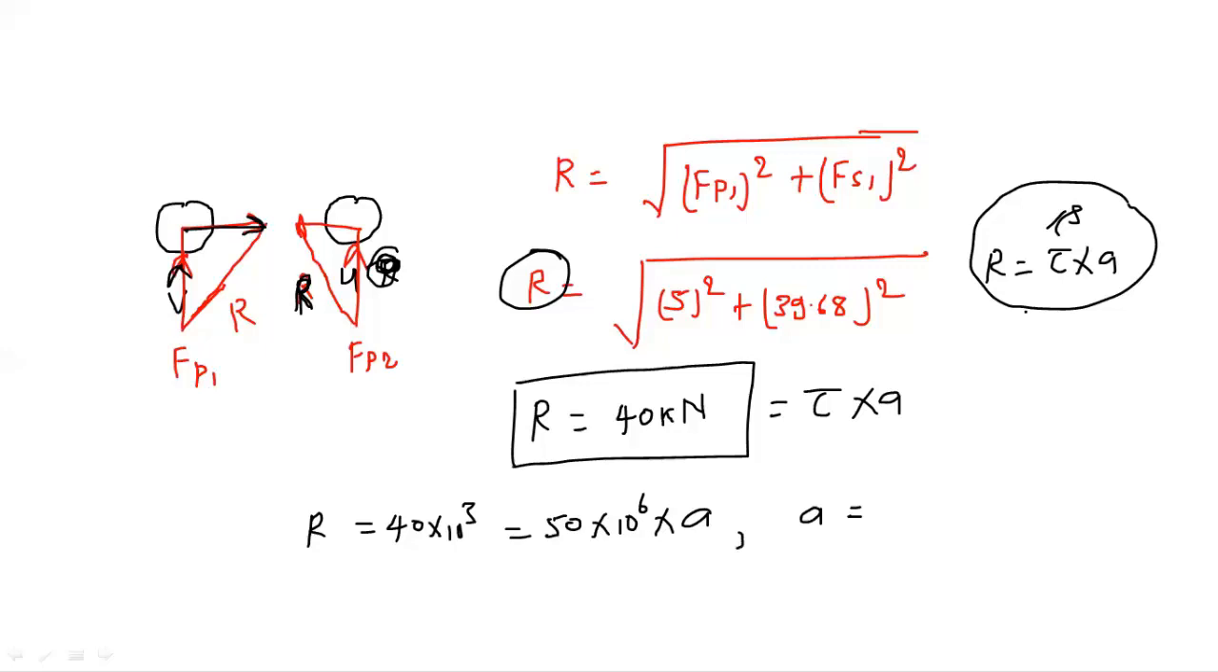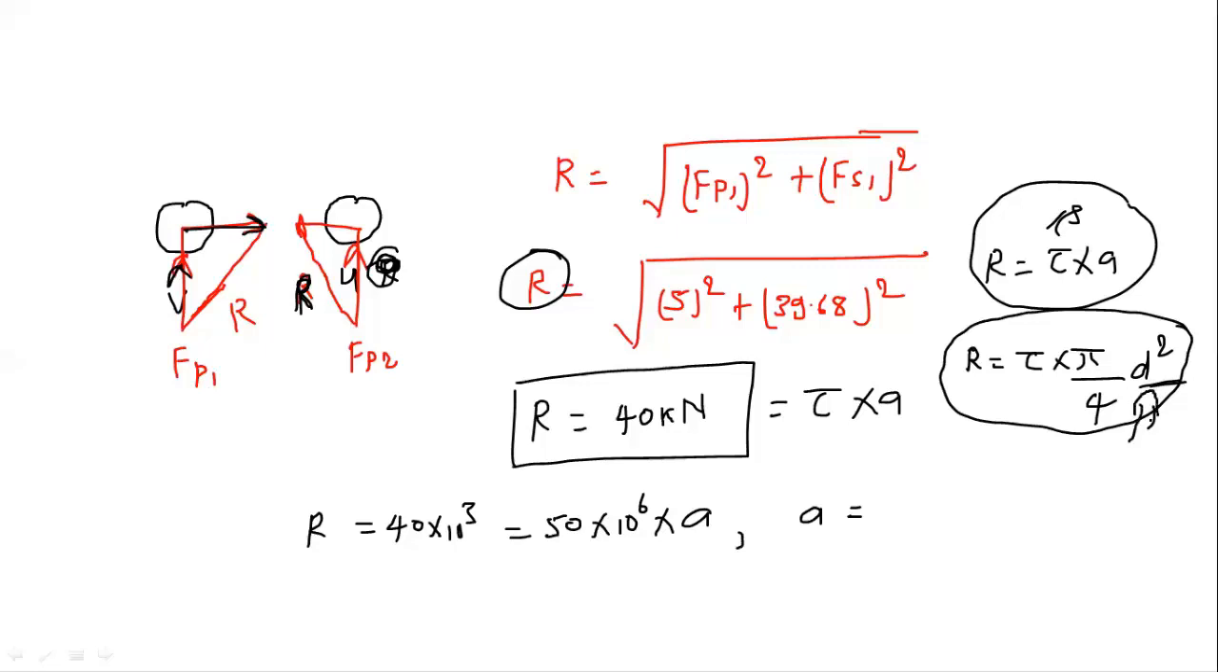Sometimes in the question they can ask for the diameter also. So what you can write is: R equal to tau into pi by 4 into d square. And what is d? d is the diameter of the rivet. So in some exams you will find that they ask you to calculate the diameter instead of area. It's slightly difficult, but yes, you can do this very easily.